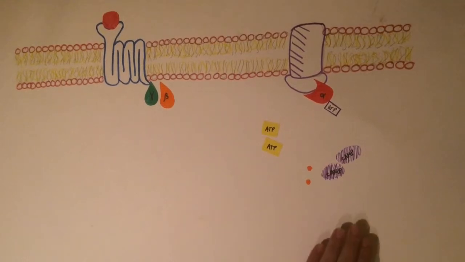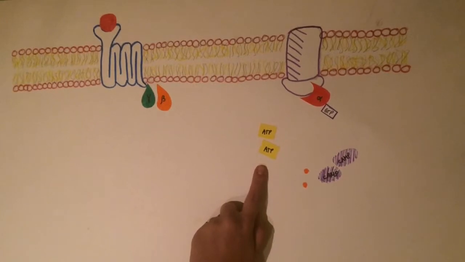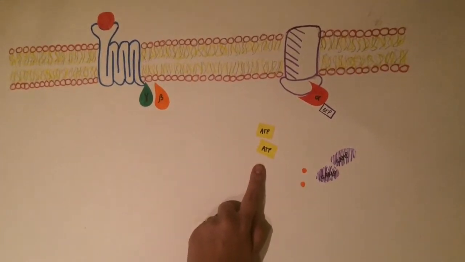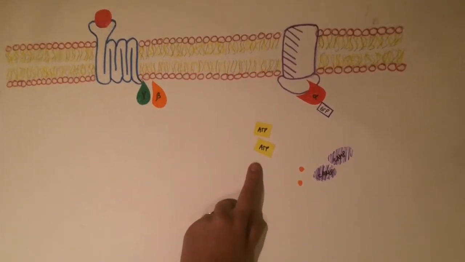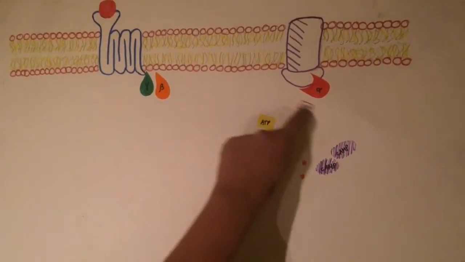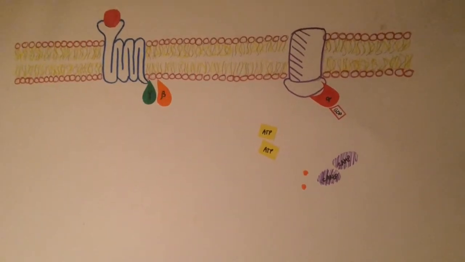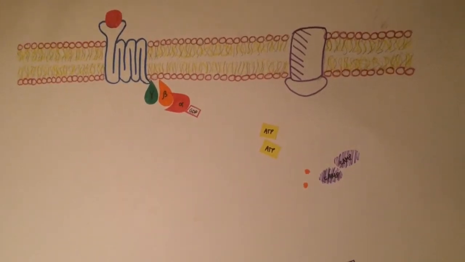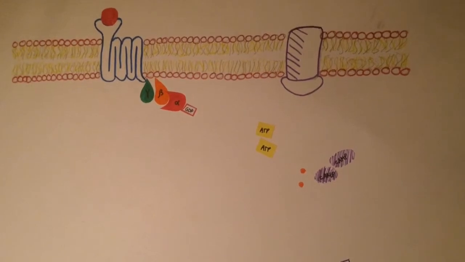cAMP eventually does convert back to ATP. After this, GTP is hydrolyzed back to GDP. The alpha subunit and GDP then reattach to the beta and gamma subunit, and thus completes the G protein signaling process.